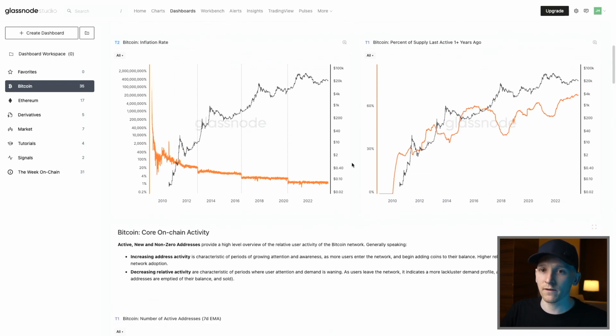So the layout of these is usually the price of the crypto that you're looking at in black and then the on-chain metric in orange. And you can look at them and see if there's any relationship between that metric and how it affects the price over time. We can also see the current inflation rate of Bitcoin is around 1.7%, something like that right now. It changes a little bit. And then after the next halving, that will get cut again.